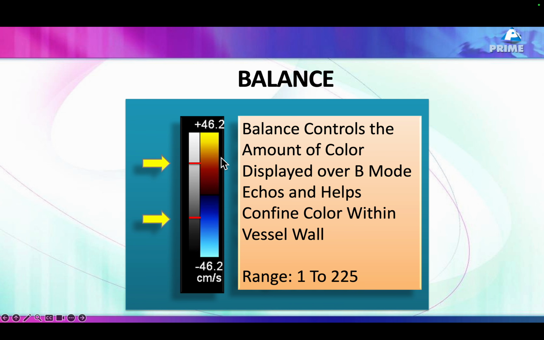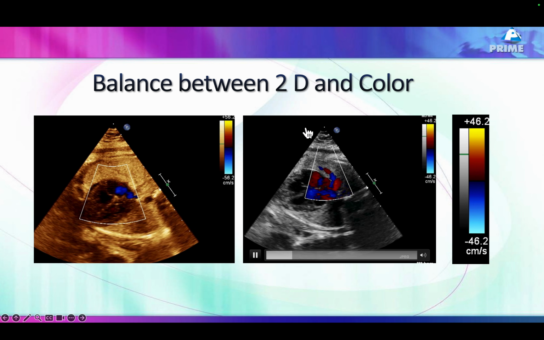And where do you see balance? Once you put the color Doppler on, you see this color Doppler bar, and just adjacent to the color Doppler bar you get a 2D bar, and this marker here tells you the balance. If you move the marker down, it means you are giving more balance or more priority to 2D. If you move it up, that means you are giving less priority to 2D. So please give less priority to 2D and more priority to the color Doppler so that you can see small color Doppler changes easily. And I'll give you an example.